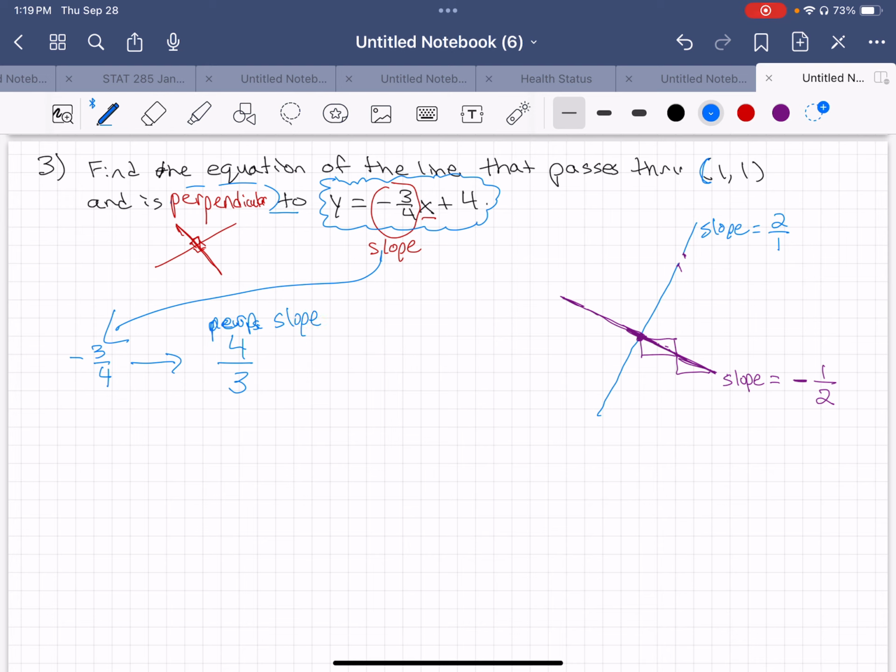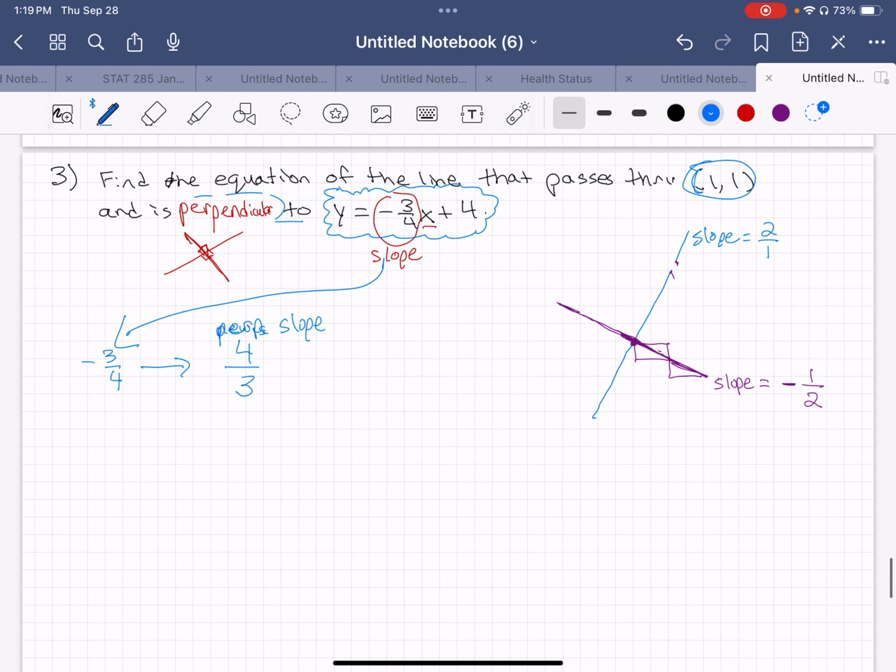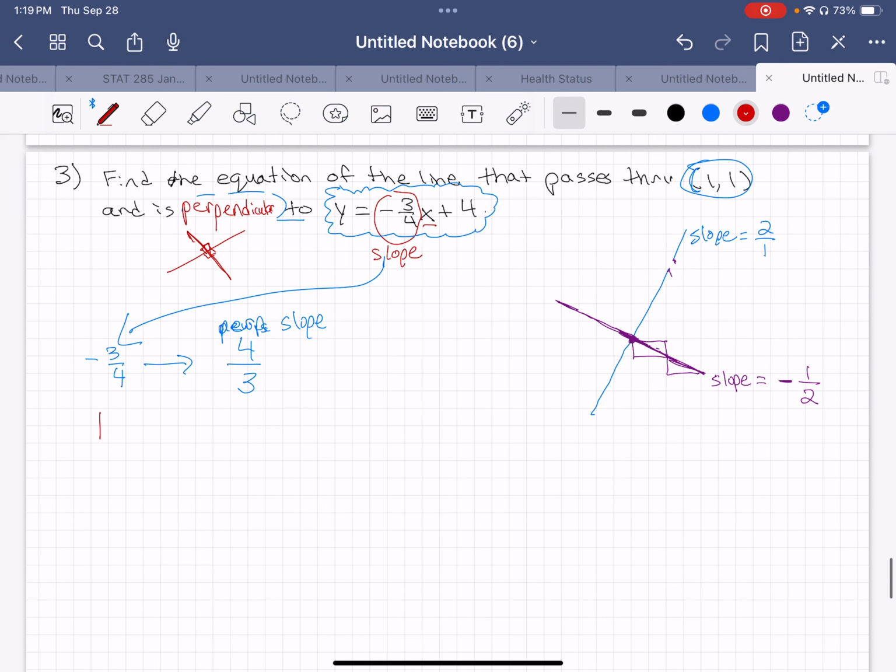I still need to find the equation. So this part's just a little review, a little routine, slightly tedious. So 1 is y, and slope is 4/3. X was 1, and plus b. 1 equals 4/3 plus b.